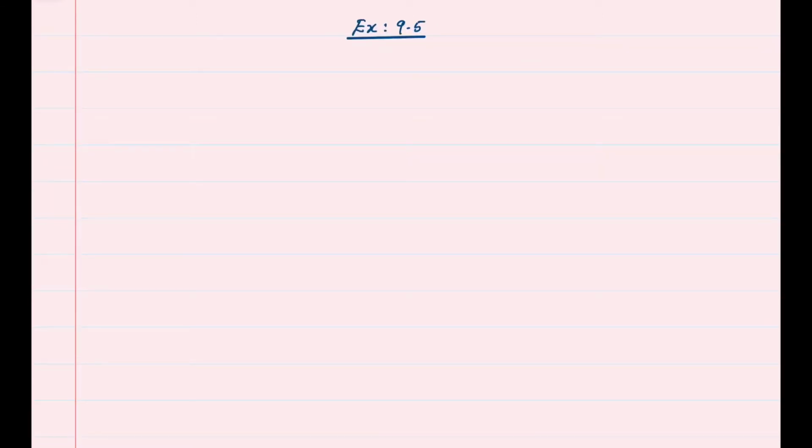Exercise 9.5. In each of the exercises 1 to 10, show that the given differential equation is homogeneous and solve each of them. The first one: x square plus xy times dy is equal to x square plus y square times dx. Let us write dy by dx.